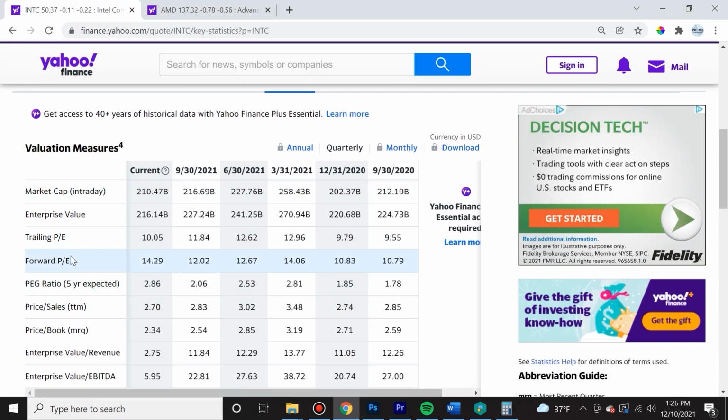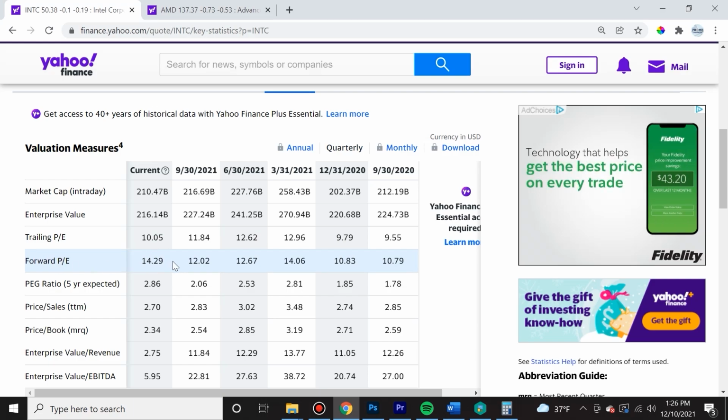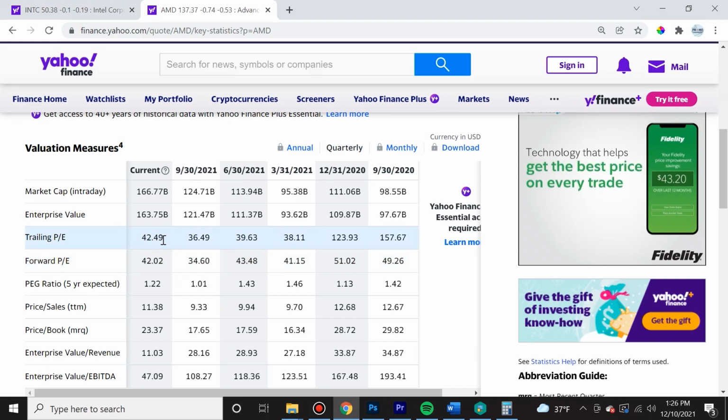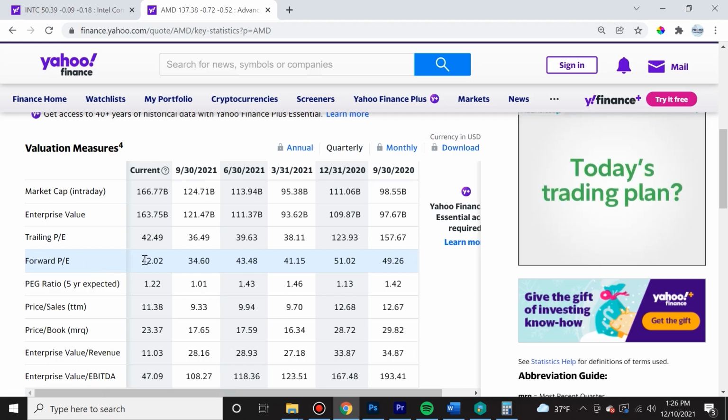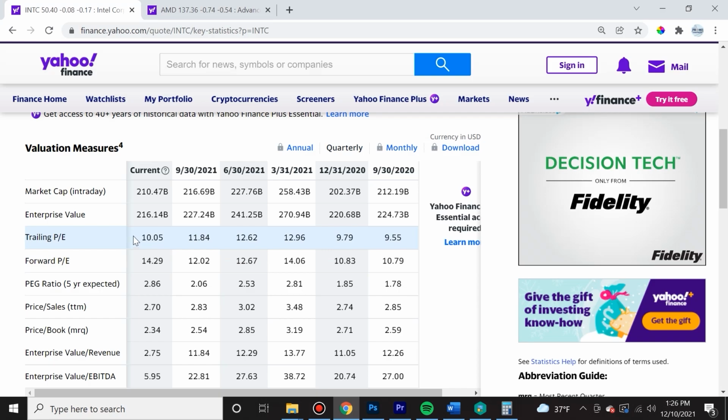So if we take a look here, the trailing PE for Intel is 10, and the forward PE, remember this is a future prediction metric, is 14.29. If we go to AMD, we can see that their trailing PE is much higher, 42.49, and their forward PE is also in the 40s. So you might say to yourself, wow, Intel is extremely undervalued.